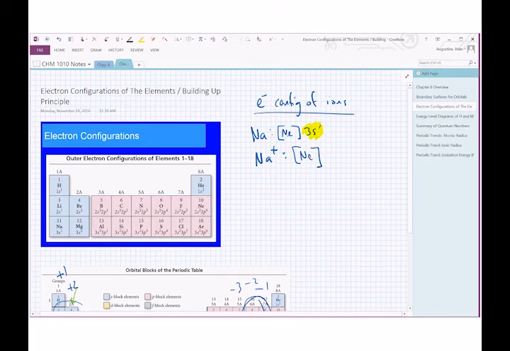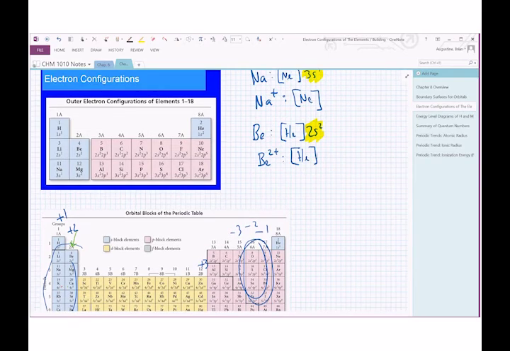Let's look at beryllium. Beryllium, the atom, is helium 2s2. You remember beryllium is always a 2+ ion. Where do the electrons come from? They come from the 2s orbital. It comes from the valence shell. So its configuration is helium. Let's look at strontium.